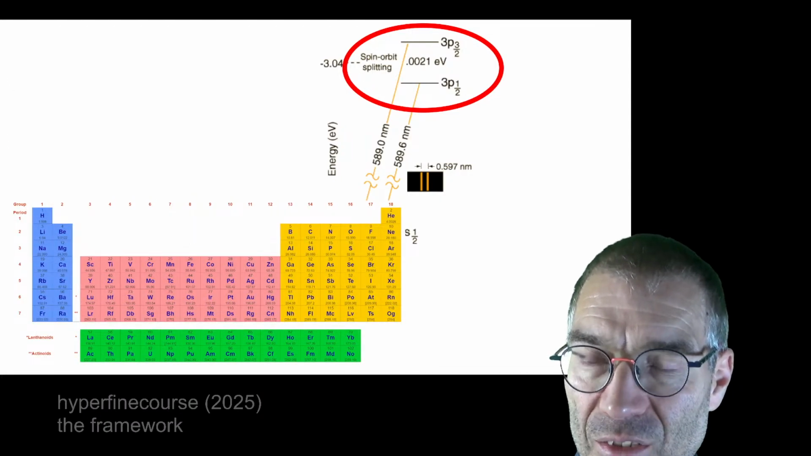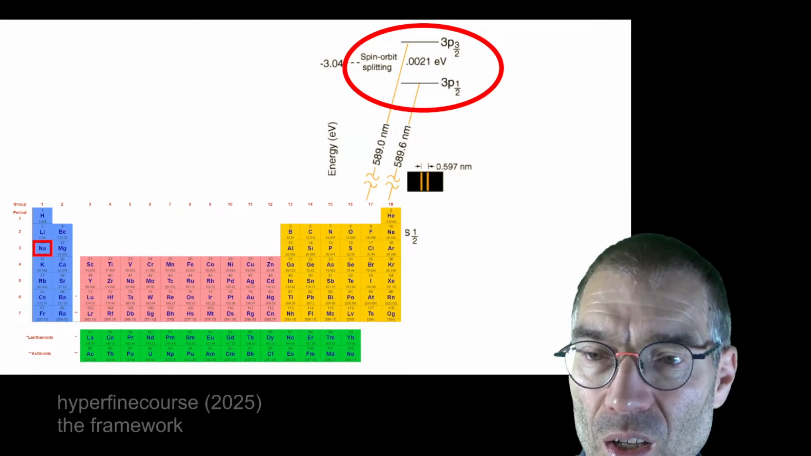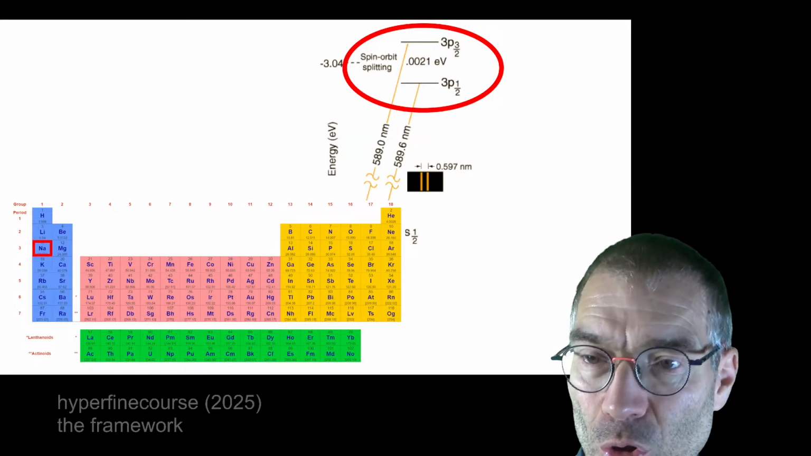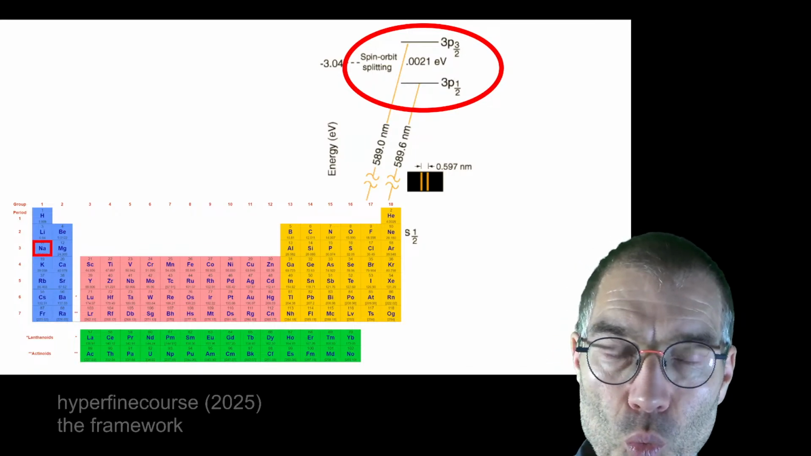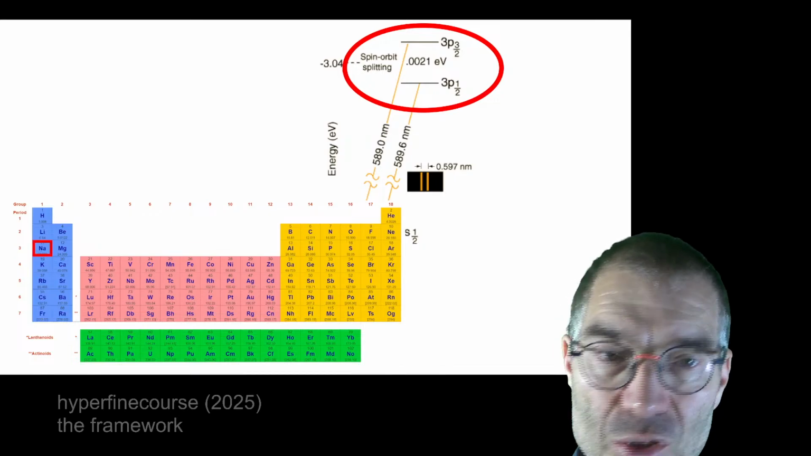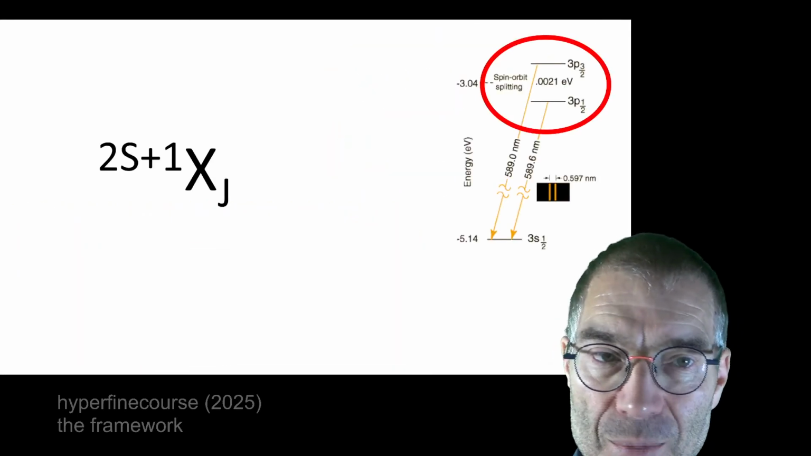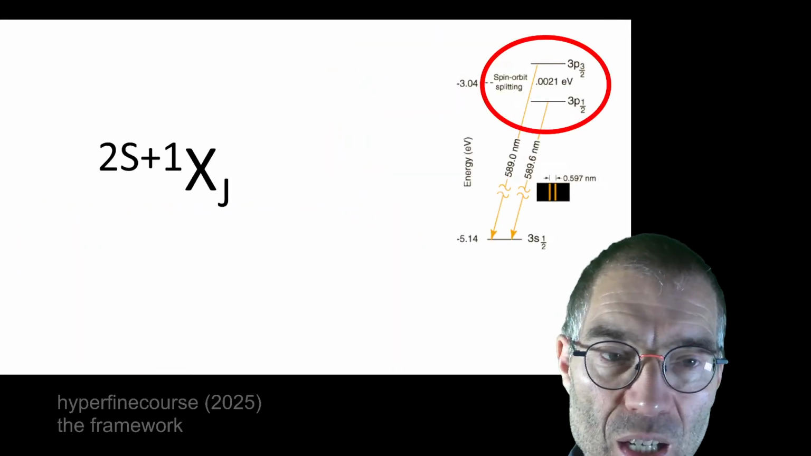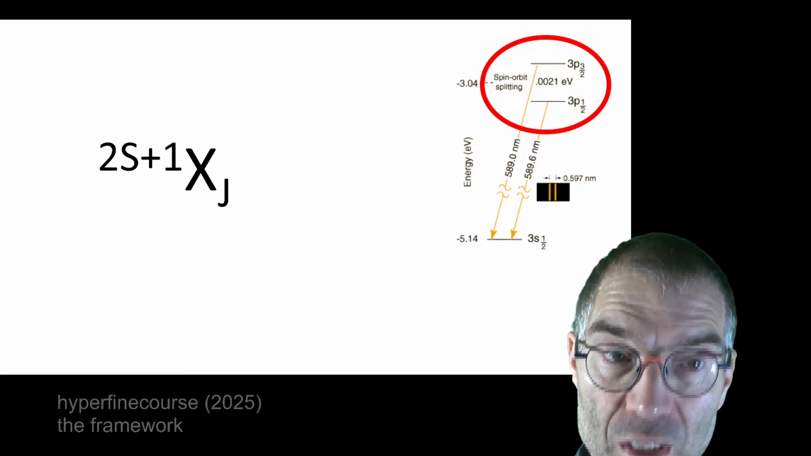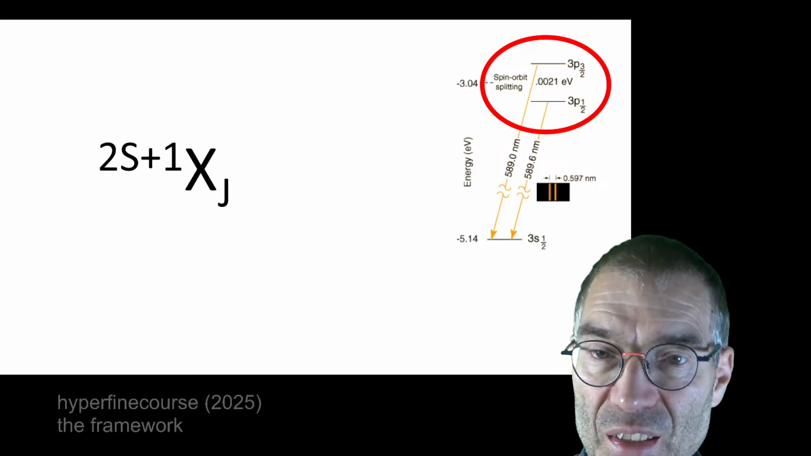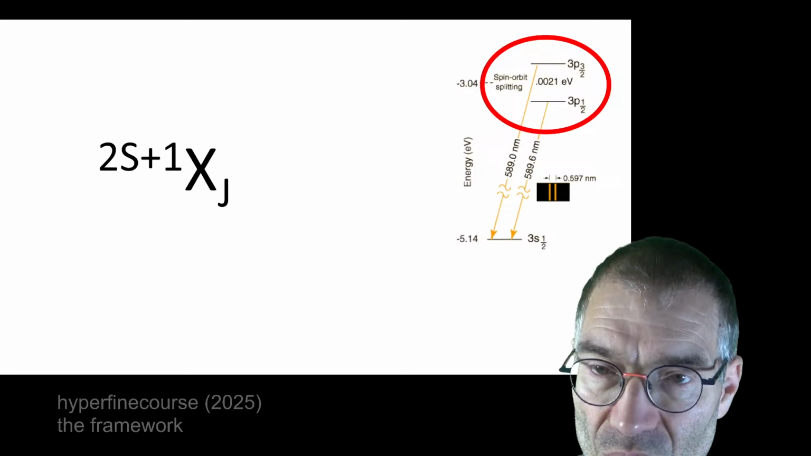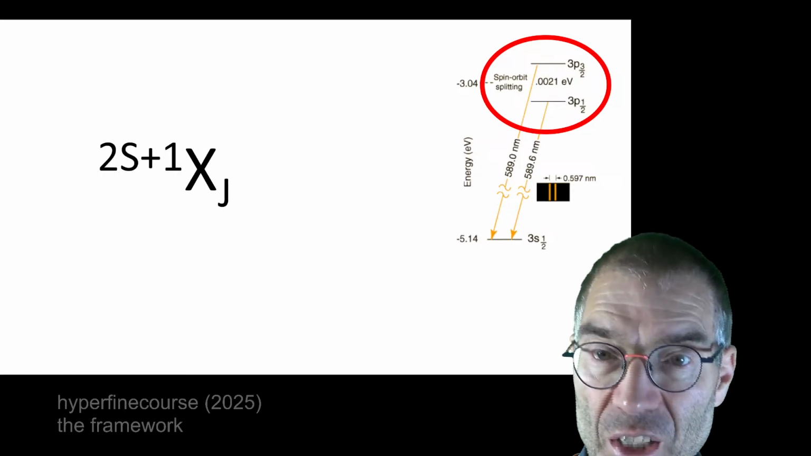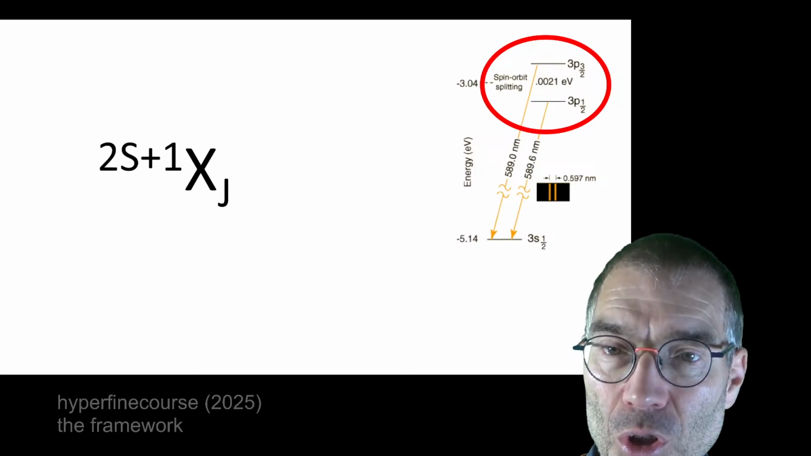Let's apply that to sodium, an atom from the first group of the periodic table, so one electron in an s orbital in its ground state. And let's try to write down the term symbol for that ground state and for these excited states. Here you have the general notation for the term symbol.